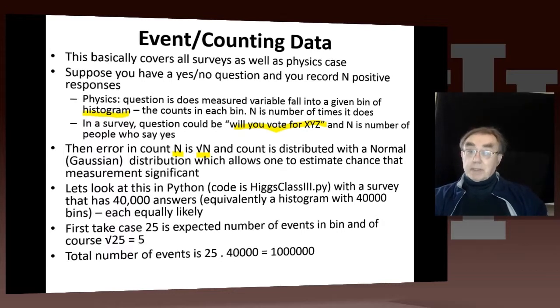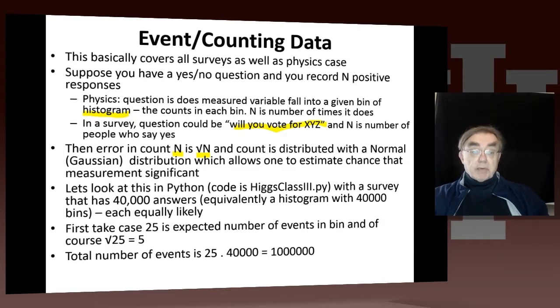Actually, typically in physics or even the survey case, you only do one experiment, so you don't actually usually measure the Gaussian distribution. You still use the results as Gaussian to measure the probability that your measurement is off from the real value. However, if we use Python, we can do something different. We can actually do 40,000 experiments.